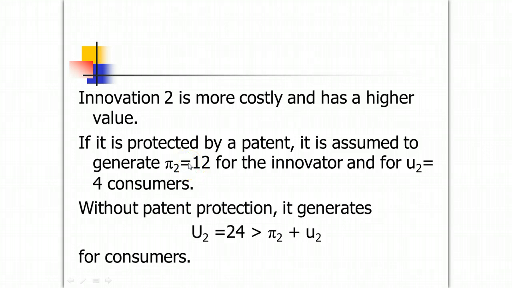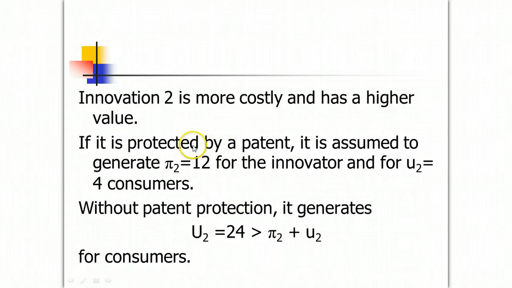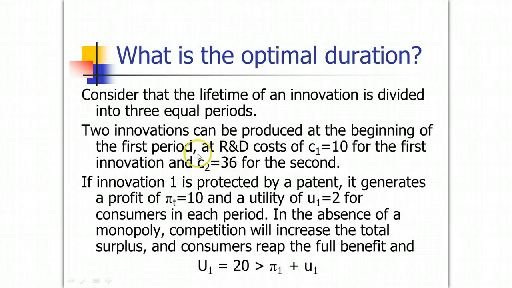If the patent then expires, that company is left hanging for 24. It doesn't have the ability to earn the profit to recoup the outstanding 24 units of R&D cost that remain because its patent has expired and it faces competition. It's into a market where price would be driven down to marginal cost. It would cover the cost of production, but not the initial costs of research and innovation. So for innovation 2, you need 3 monopoly periods. Over 3 periods, they'll earn supernormal profits of 36, and that will allow them to recover the costs incurred. So the more costly the innovation, the longer the patent must be.